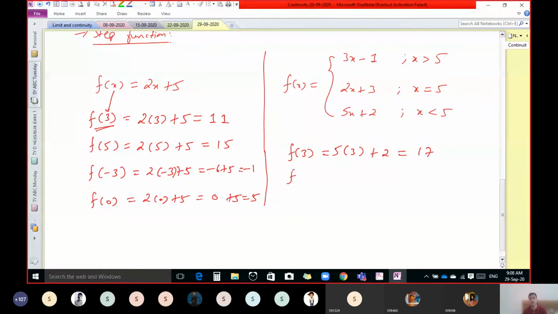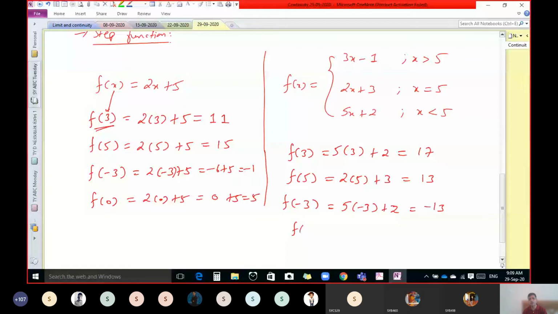Okay. What is f of 5? Where we have to put x equal to 5 now? In which function? Second one. Perfect. So we get answer 13. Now tell me, f of minus 3. Where we have to put minus 3? First, second or third? The third one. Perfect. In third we have to put minus 3. So minus 15 plus 2 is minus 13.